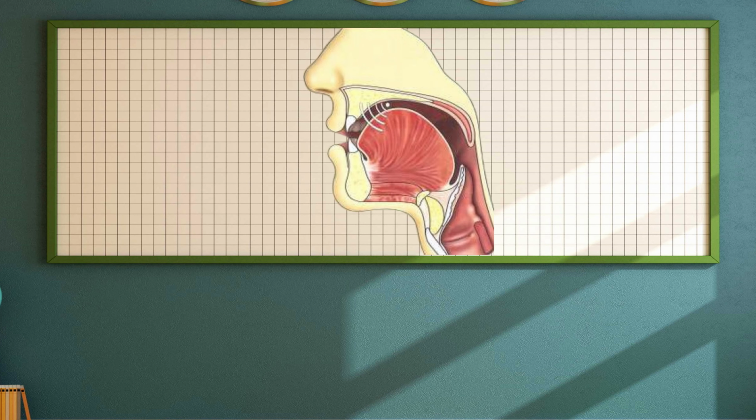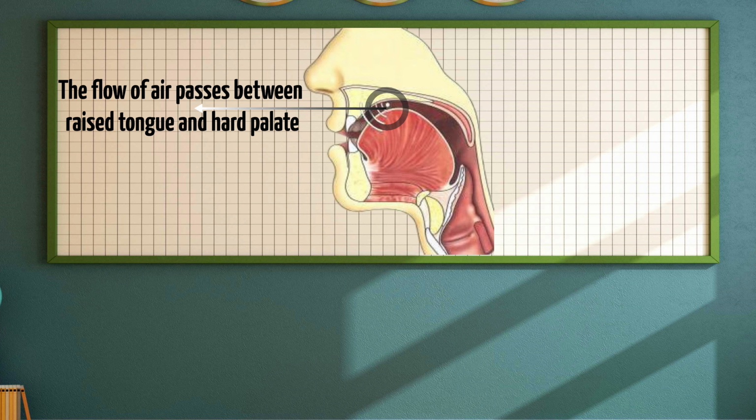But anyway, letter Yeh is a palatal letter, and its sound is produced when the flow of air passes through the tight area between the raised tongue and the hard palate, and that's how you simply pronounce it. Alright, now that we know how to pronounce the letter Yeh, let's move on and see how to write it in its general form.